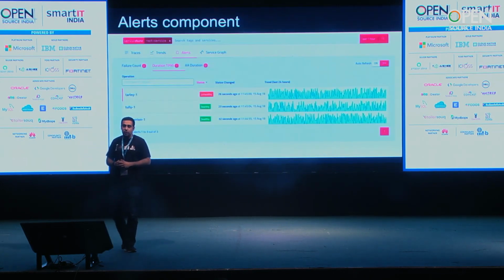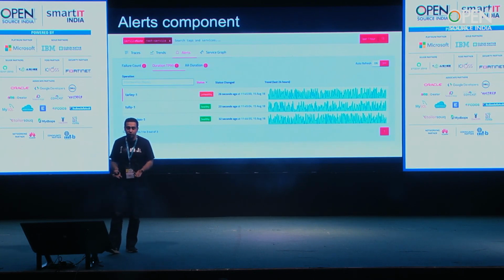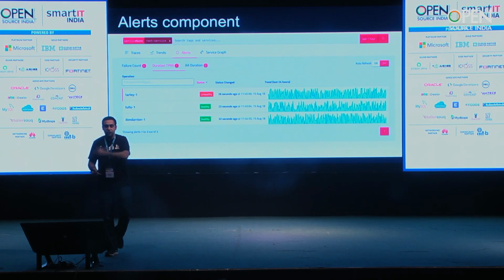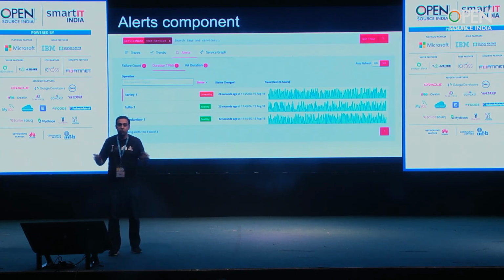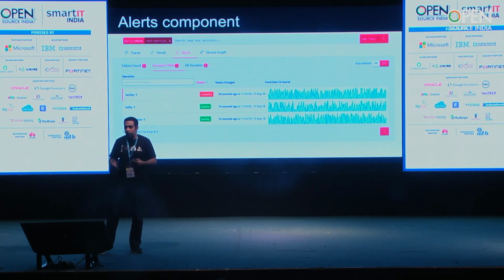The alerts. Now we have thousands of microservices, and you don't want to come and look at each and every service. You need some alerting mechanism to help you do that. We have the alerting mechanism. So from the trends that we created, we can have alerts for any anomalous trends or anomalous behavior of a microservice, and it can alert you as to which operation is causing that particular anomalous behavior.